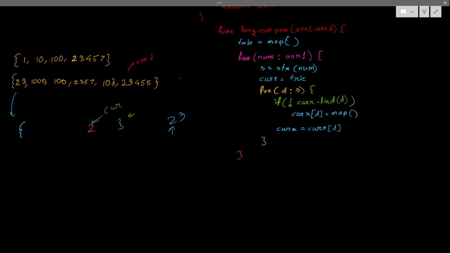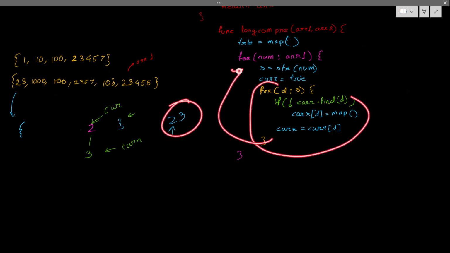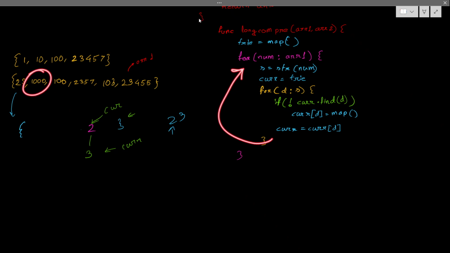Then it will take the next character D. So 3 comes here. It will check, it is not present, so it will create 3. Now this is my current. After that, this digit is done, 23 is done. It will take the next number. The next number is 1000.